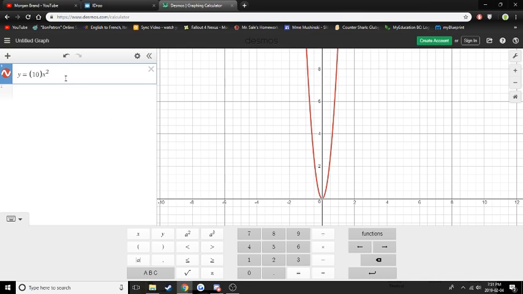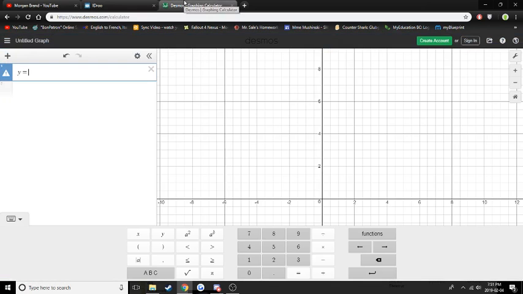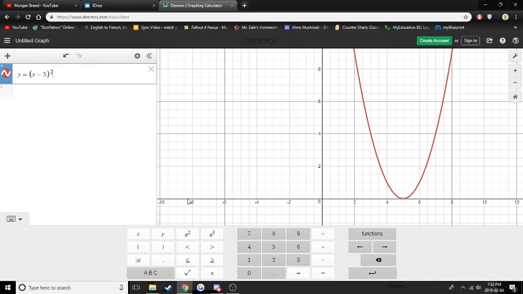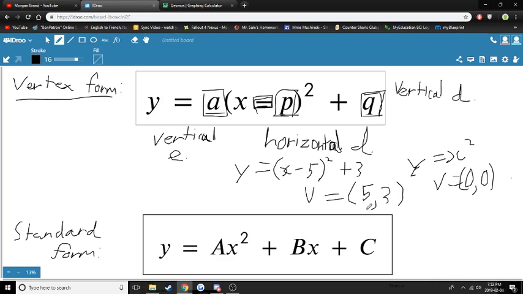Here, let's just put it in our graphing calculator. y equals x minus 5 squared. So let's do that. x minus 5 squared. See, already it's at positive 5, and then plus 3. So this is at 5 comma 3. This is what we wrote right here, 5 comma 3.